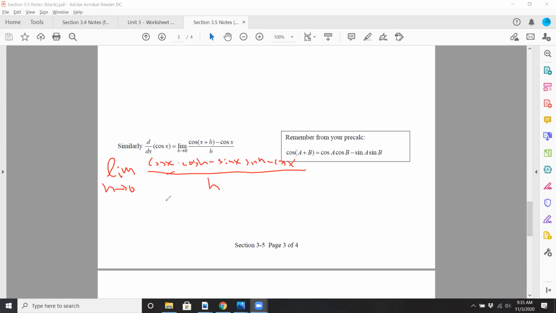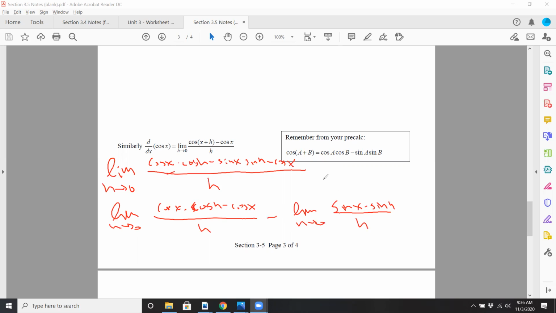And then again, we have to get a tad bit creative here. So I'm going to break apart fractions in this manner: cosine x times cosine h minus cos x all over h. And then I'm going to do minus the limit as h approaches 0 of sine x times sine h all over h. Now, similar to what we did in the previous example, we're going to factor out cosine x here.